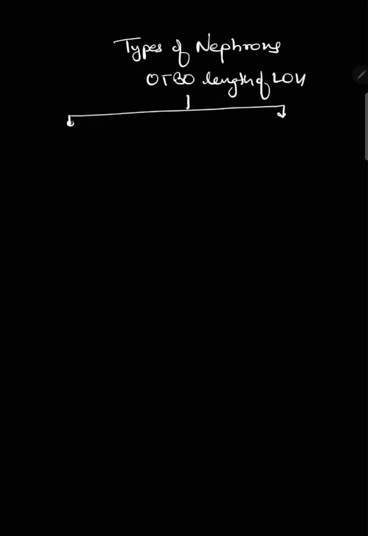Types of nephrons on the basis of what? On the basis of the length of the loop of Henle. It can be categorized into either juxtamedullary nephrons or cortical nephrons. Now, by the name you can imagine this is juxtamedullary.